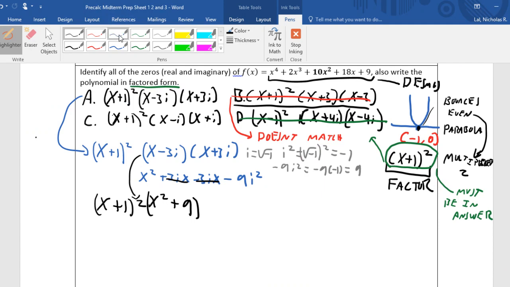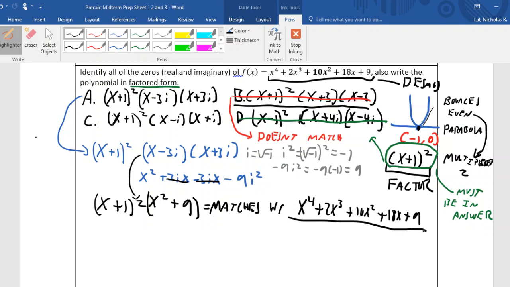So if you have multiple choice answers, this matches with x to the 4th plus 2x cubed plus 10x squared plus 18x plus 9. So x plus 1 squared times x squared plus 9 matches. So that means this is our solution.